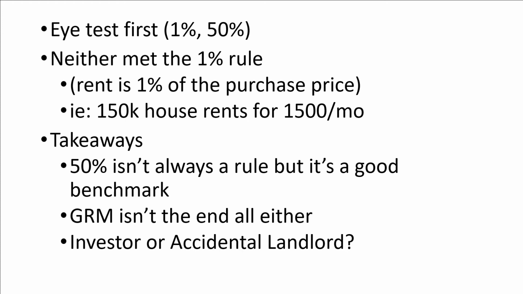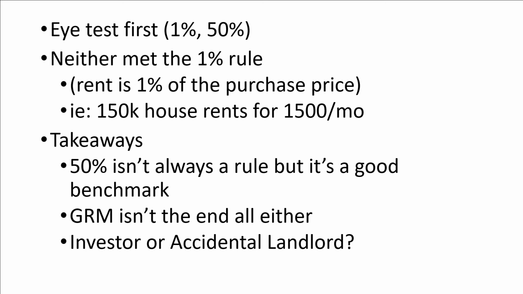So takeaways: 50% isn't always a rule, but it's a good benchmark, and it absolutely should be what you strive for. And the gross rent multiplier isn't the end all either. It's another good one to look at, but you need to look at all of it. It's total return, cash on cash return, debt service coverage ratios, which we'll talk about another time. But the difference is in educating yourself to be an investor as opposed to an accidental landlord.